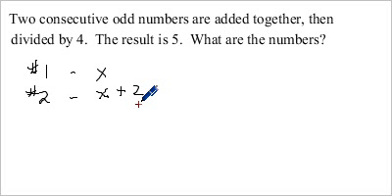Your two unknown numbers have to be represented with the same variable. Because we know one variable, we can represent the second number in relation to that first variable.